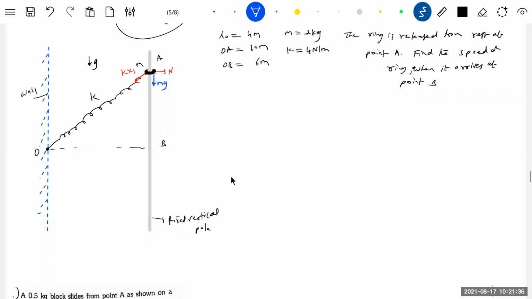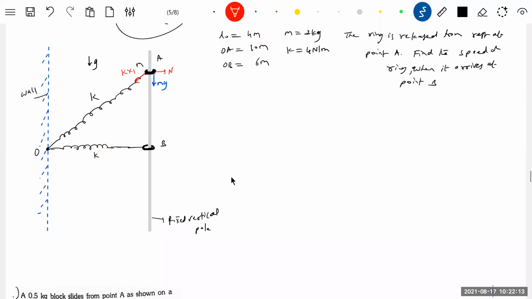So when the spring becomes horizontal, here I can show clearly. Look at this one now. What is the state of the spring? Will it be elongated or compressed? What is the natural length of the spring? The natural length of the spring is 4 meters. Then what is the length OB? 6 meters. So again, here also it's elongated.